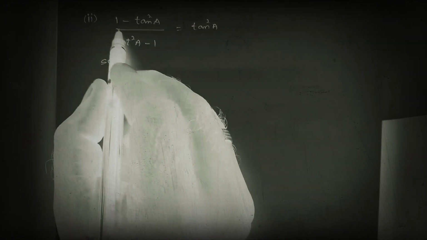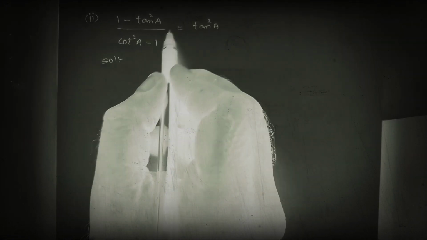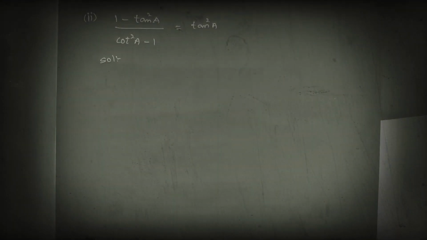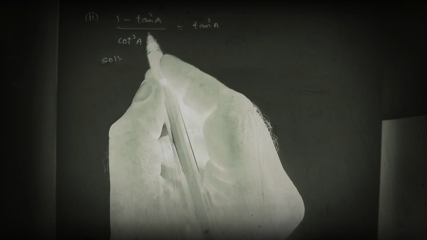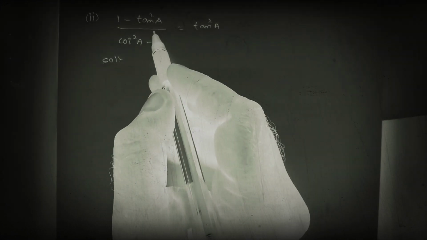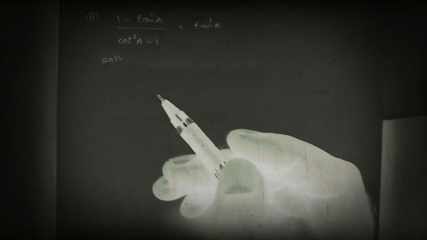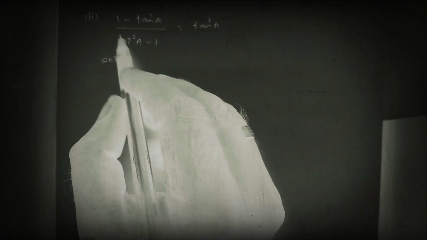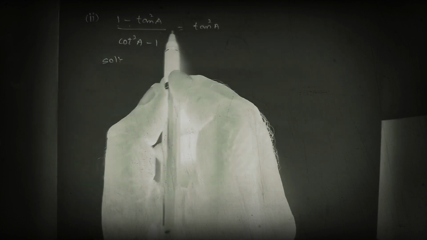Prove that 1 minus tan square A divided by cot square A minus 1 is equal to tan square A. See, instead of theta, they will give A, B, any variables, A, B, theta, alpha, beta, or pi. Any variable they will use, so don't get confused. So what we want to prove is that 1 minus tan square A divided by cot square A minus 1 is equal to tan square A.